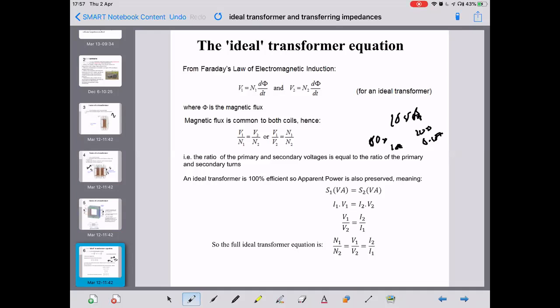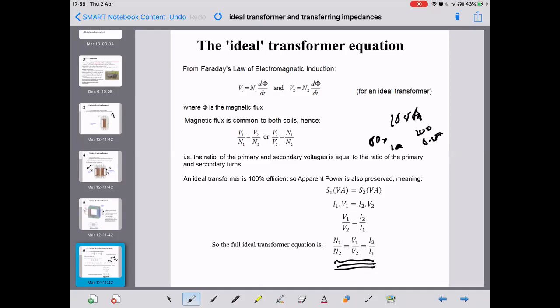So that's where this bit comes in. If S1 and S2 are equal, then I1 times V1, which is S1, must equal I2 times V2. So then you could rearrange that to say the ratio of the voltages, V1 over V2, is equal to the inverse of the ratio of currents. So V1 over V2 is equal to I2 over I1. And the full ideal transformer equation is N1 over N2 is equal to V1 over V2 is equal to I2 over I1. You should try and remember that the current one is always the opposite way up to the other two.